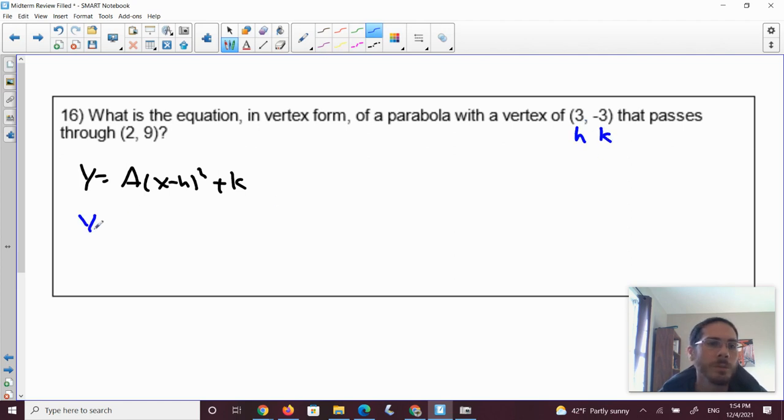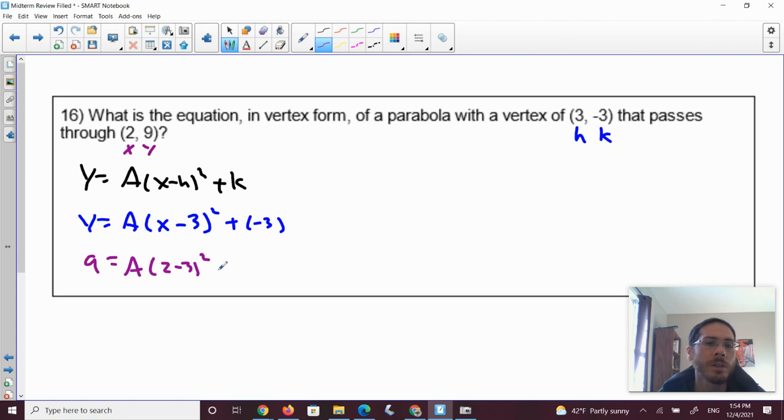So we're going to plug those in. y equals a(x minus 3) squared plus -3. You could just put -3 if you want. These two over here are going to be x and y. So 9 equals a(2 minus 3) squared, and now I'm going to switch that to -3. And now we simplify. The goal is to figure out what a is.